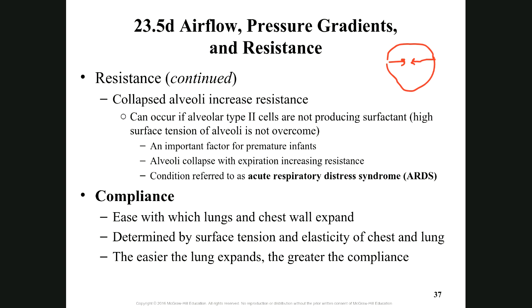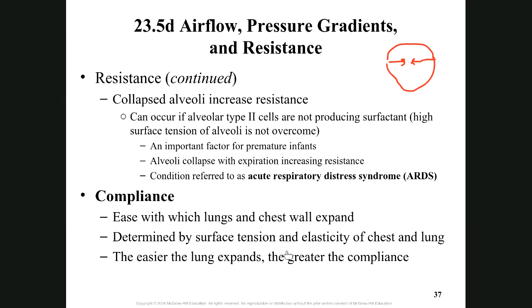And when we have collapse of alveoli with expiration, it can increase the resistance, and we have a condition which we call ARDS, or acute respiratory distress syndrome. At this time, all of our alveoli in one part of the lung collapse on each other, and by this collapsing, the resistance goes up.